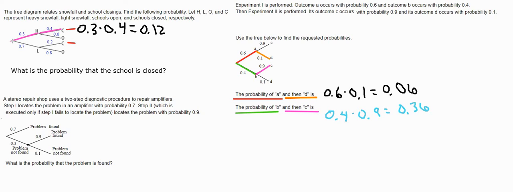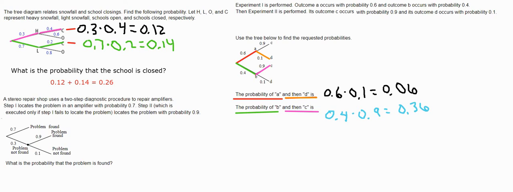And the other path to get to the closed is light snow. So that would be 0.7 times 0.2. And that would be 0.14. So we add up the probabilities that we have. 0.12 plus 0.14 is 0.26. So there is a 0.26 chance that the school is closed, or 26%.